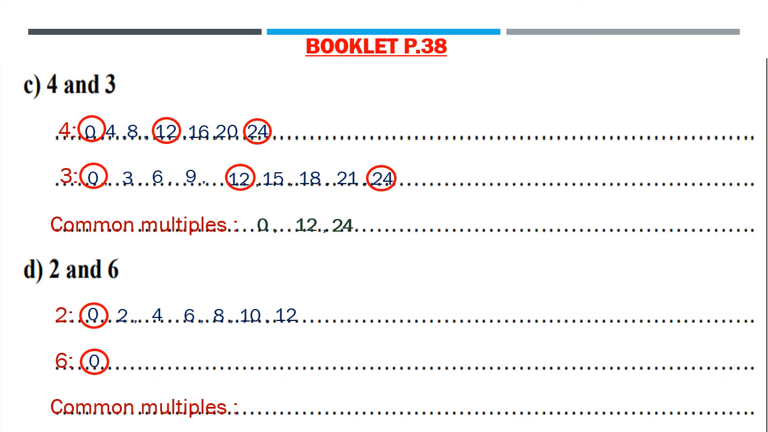After 0, I will skip count by 6. It will be 6, and this is the second common multiple. After 6, I will skip count by 6 also. It will be 12, and this is the third and the last common multiple in this one. So the common multiples here will be 0, 6, and 12.